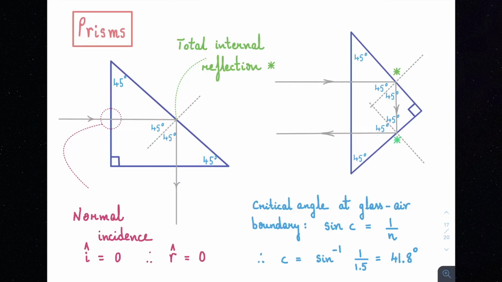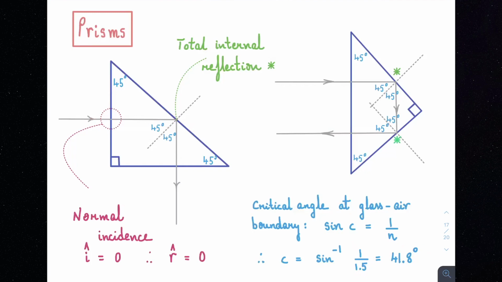But the critical angle at a glass-to-air boundary is approximately 42 degrees, as shown here. So, we saw that the sine of the critical angle is equal to the reciprocal of the refractive index. So the critical angle is inverse sine of 1 on 1.5. And we get 41.8 degrees, which is approximately 42 degrees. So since the light ray is approaching this boundary at an angle of incidence of 45 degrees, which is greater than the critical angle, then total internal reflection occurs. And that is why it undergoes a deviation of 90 degrees.